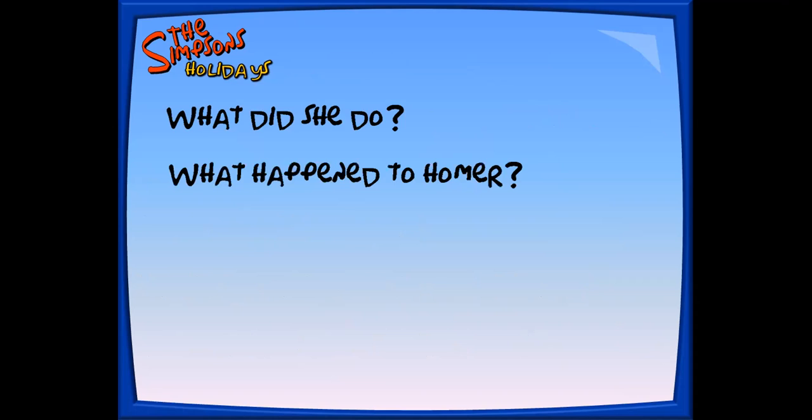Okay. So what did she do? She danced. Okay. What else? What happened to Homer? She ate donuts. Okay. But something happened to him. Remember? Was he hungry? No. Something happened to his nose. A crab nose. A crab? Crabby Homer nose.